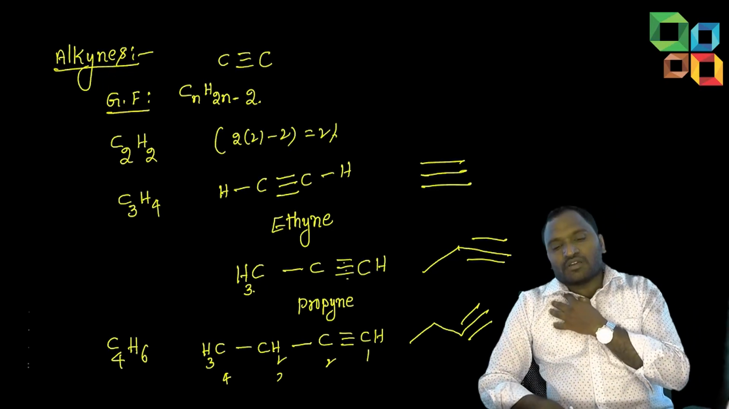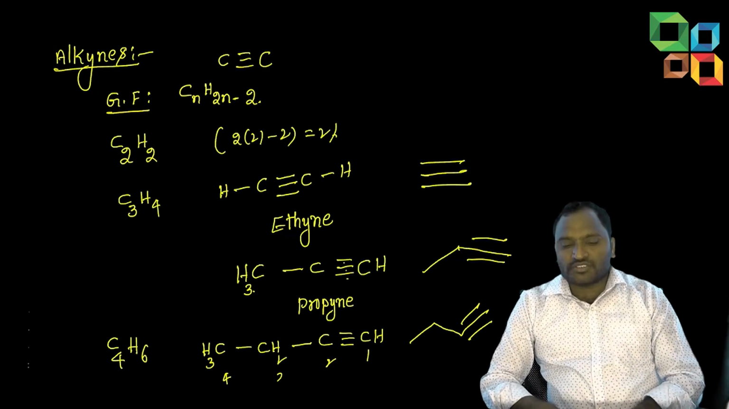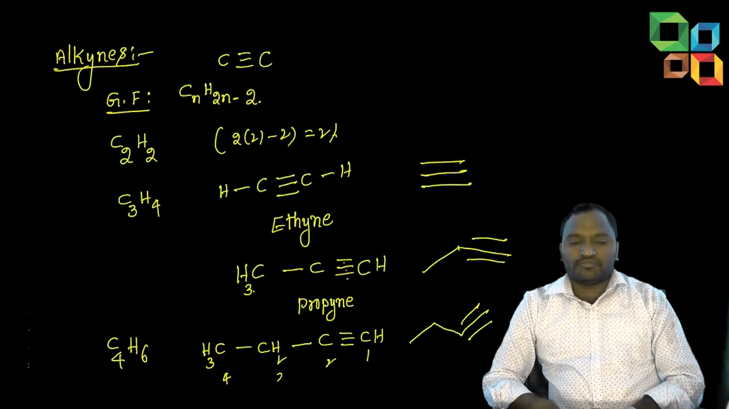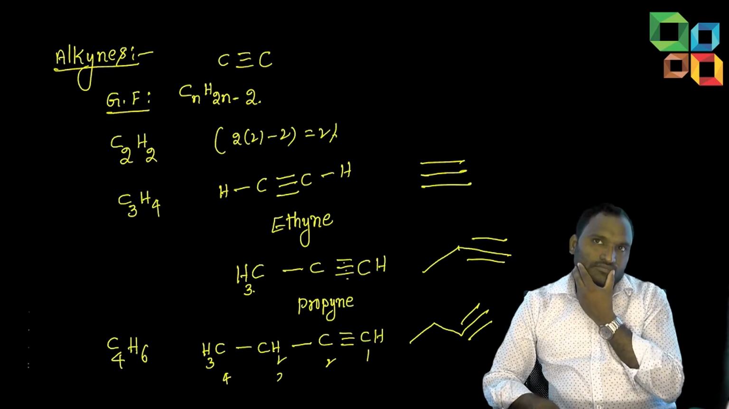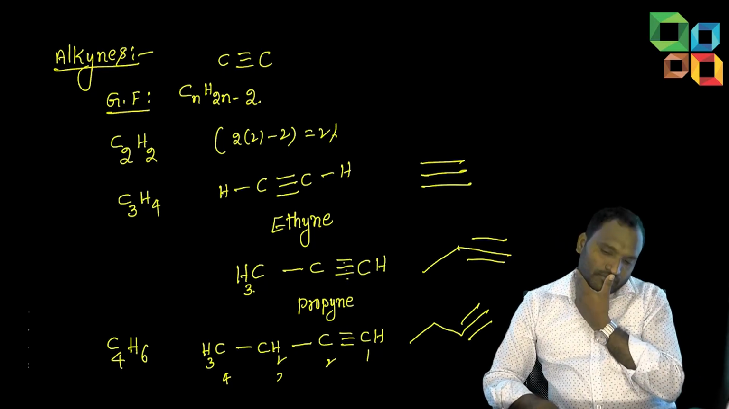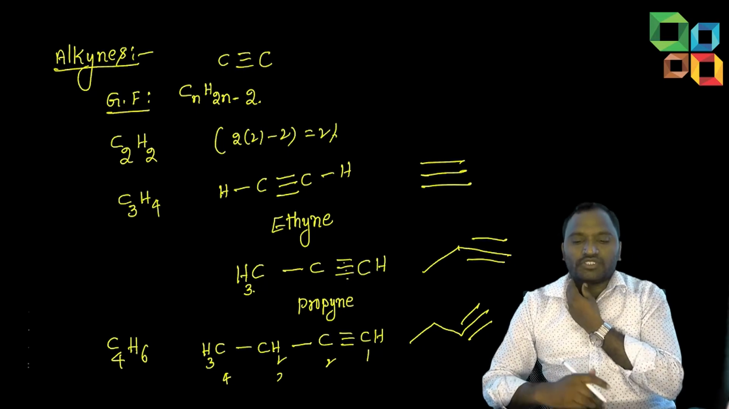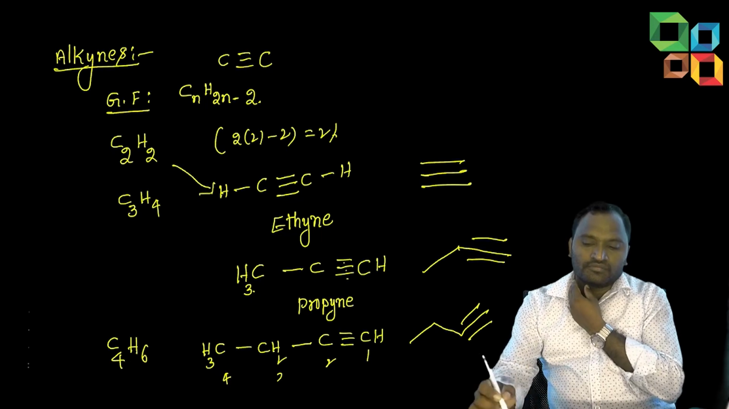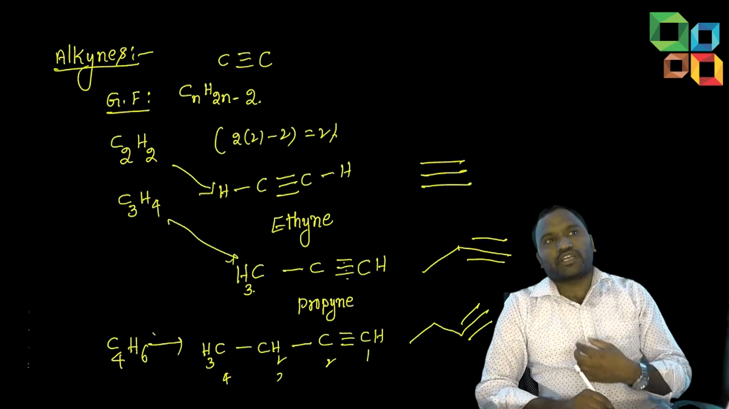This is the line structure, general formula, and how to write the structures. Here I explain. Sir, ethane is C2H2, right? Yes. C2H2, I wrote, no. This is propane. This is butane.